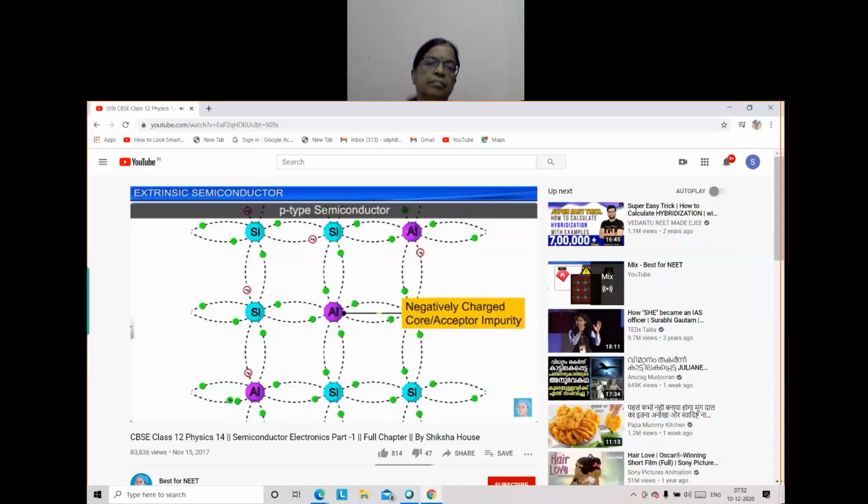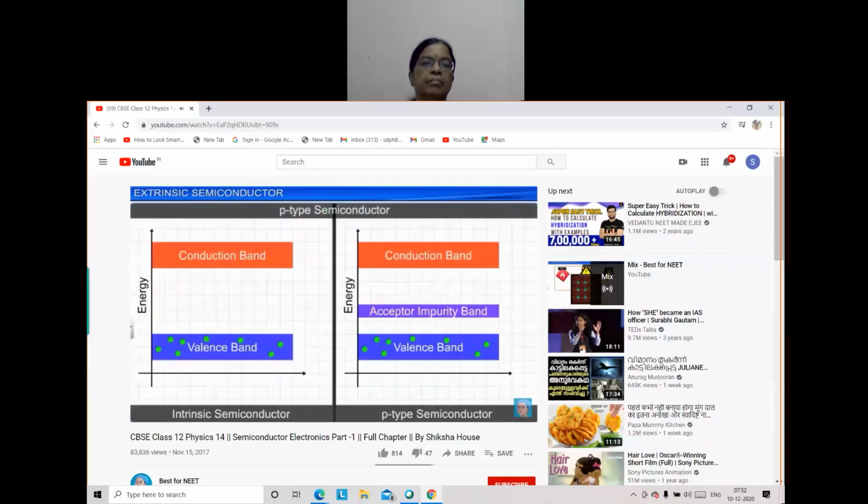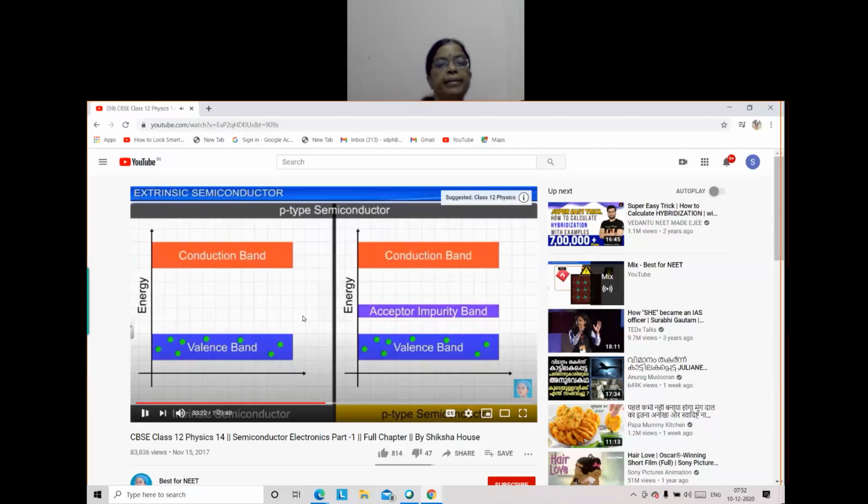A p-type semiconductor has an acceptor impurity energy band that lies just above the valence band. Thus, the free electrons can leave the valence band by covering a much smaller energy gap as compared to an intrinsic semiconductor. So here we have seen that a new energy level is formed because more holes are created. Understand? So the electrons will jump from the valence band to this new energy level. Electrons are jumping, and in that way more holes are created.